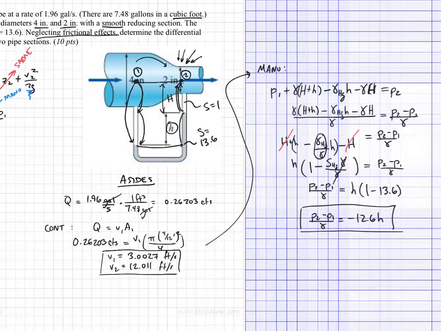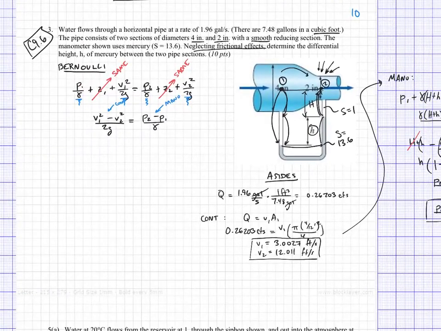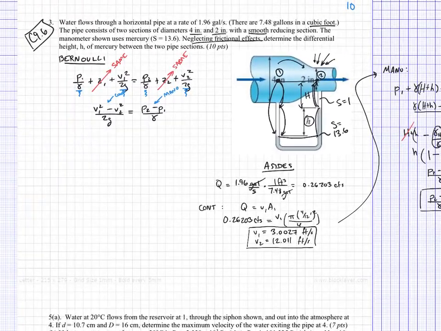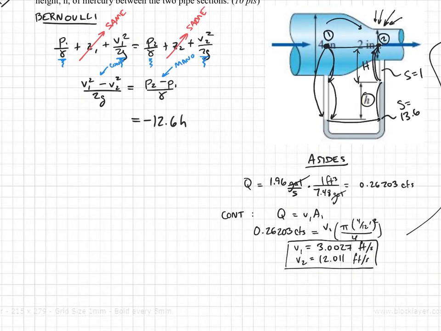So we'll take that number and we're going to plug it in over here into this equation, negative 12.6. And so we'll get negative 12.6 H equals V1 and V2. So V1 is 3.0027 feet per second. Wait, feet per second? How did I get feet? Is this whole problem in feet? Yeah, I guess it is.